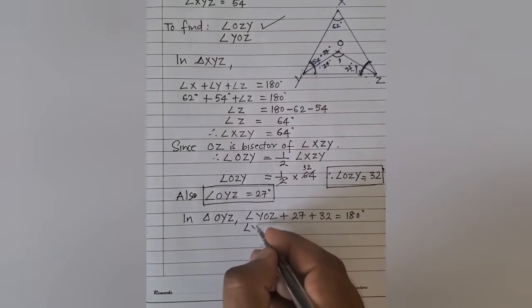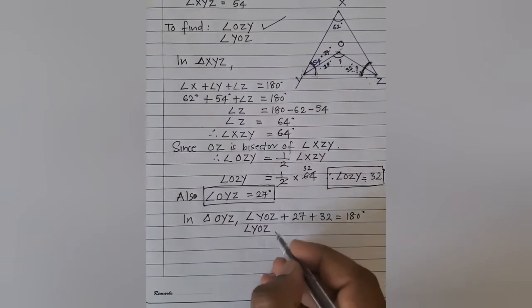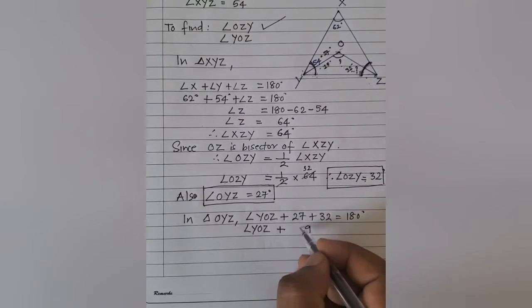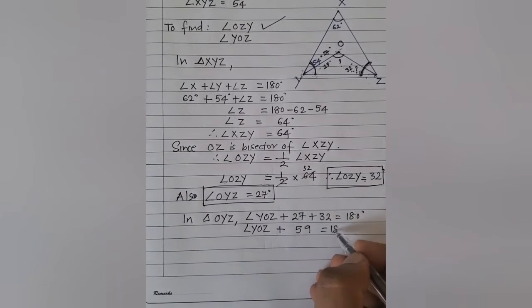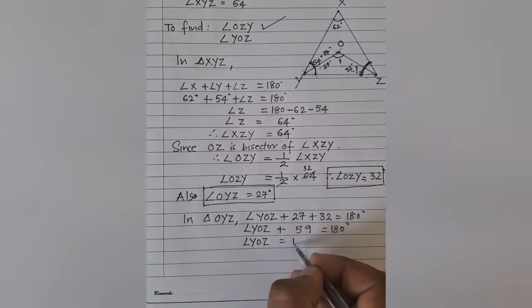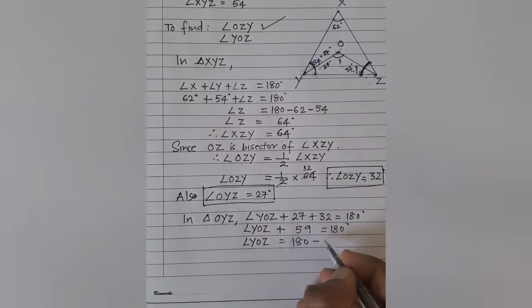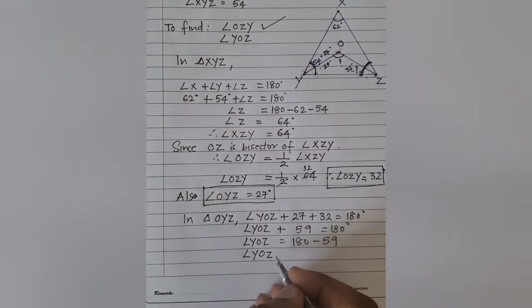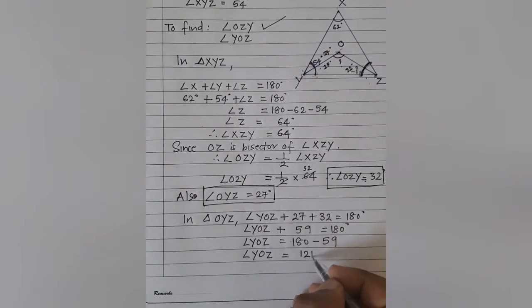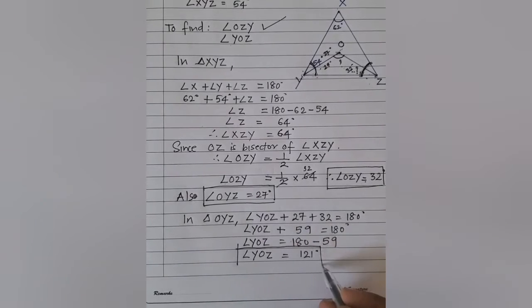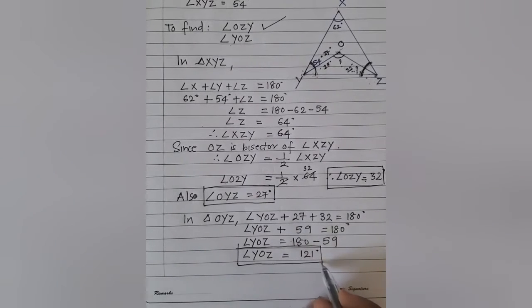So angle YOZ, if you add this, 7 plus 2 is 9, 59, is equal to 180 degrees. So YOZ will be equal to 180, 59 goes to the other side, becomes minus 59, and if we solve this, we'll get 121 degrees. So this is the solution to question number 2.